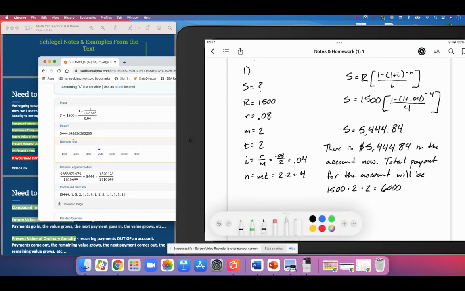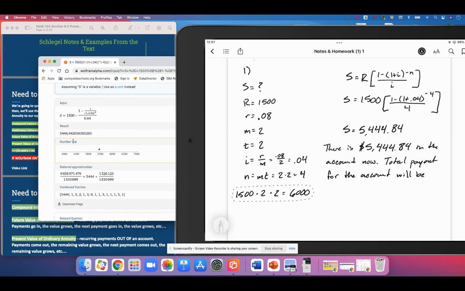I'm actually going to move this over here to the side. So the gain here is we went from $5,444.84 up to $6,000 that we're getting. So again, what's happening, everyone, is there's $5,444 in the account right now. We are taking payments out of it slowly, which allows the remaining amount in the account to grow. And we get a total of $6,000, even though we only had $5,444 to start with.